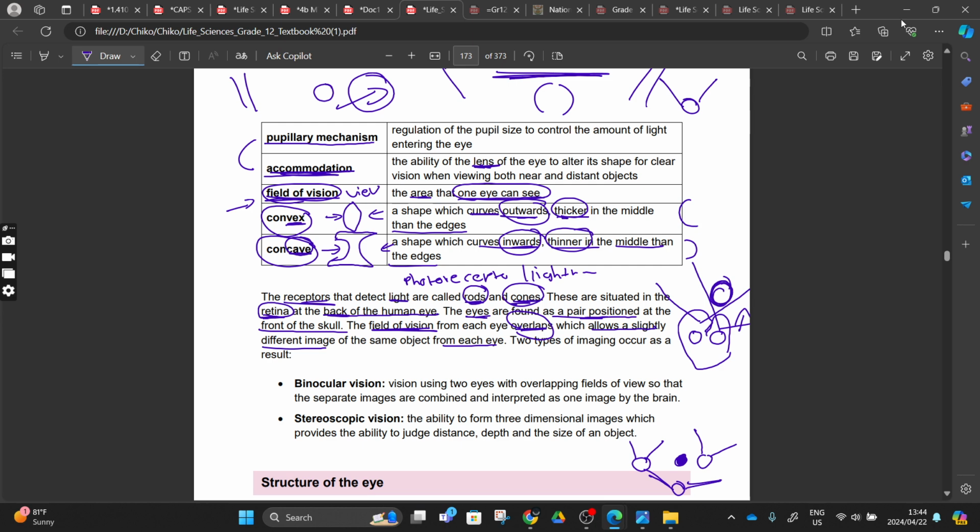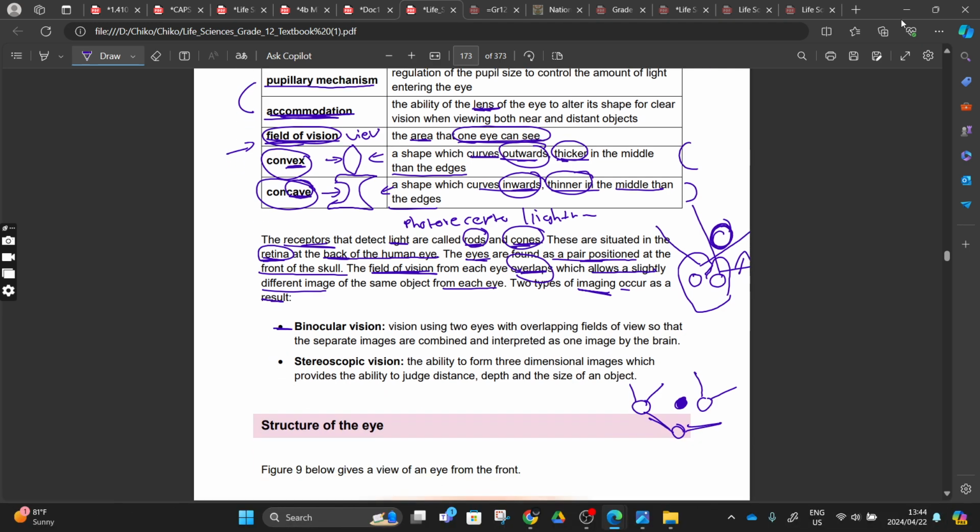This picture here that you are seeing in this eye and this picture here are being combined here, right? The two types of images occur as a result of binocular vision. Here's the thing that they were talking about. What is this binocular vision? Here, the binocular vision, you can go and see this thing, right?